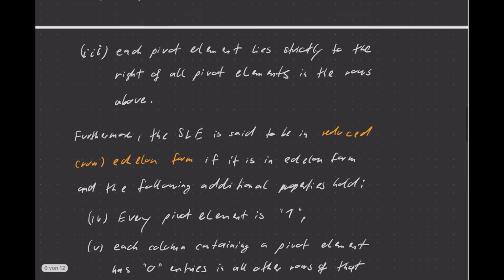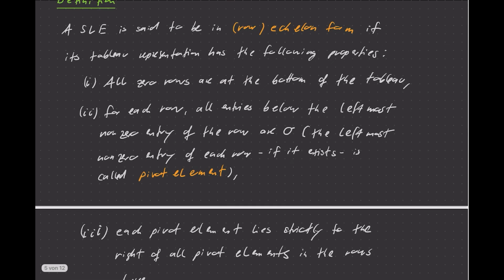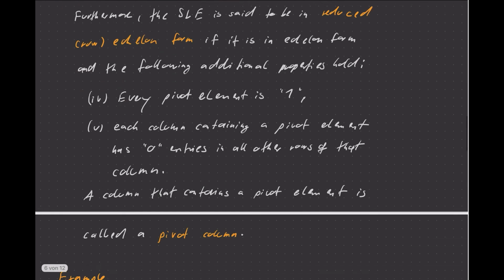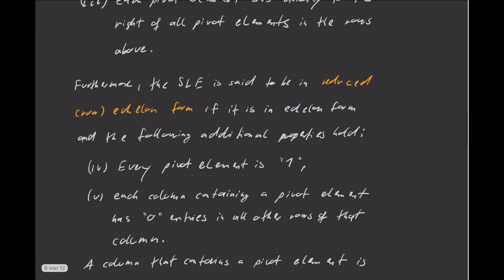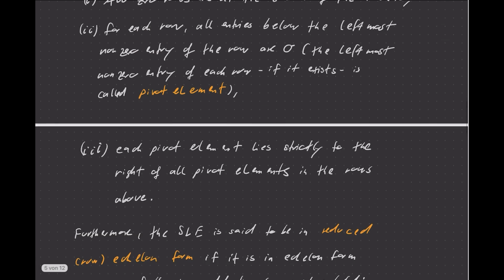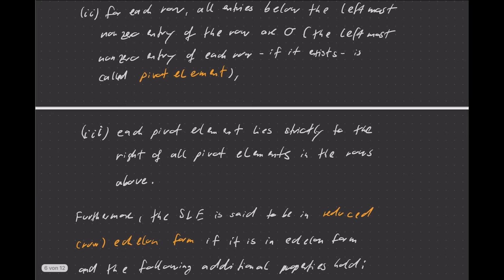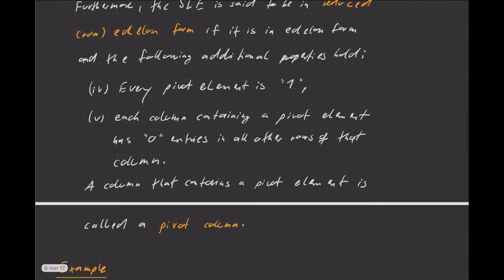And let's have a look at the properties that we need. All 0 rows are at the bottom of the tableau. Here we have 0 rows, right? So property 1 is fulfilled. You notice there's one non-zero right-hand side, so that rule refers to 0 rows in the coefficients actually, right? Those need to be at the bottom of each row, disregarding the right-hand side. Then what else do we need? Well, we need for each row, all entries below the leftmost non-zero entry are 0.